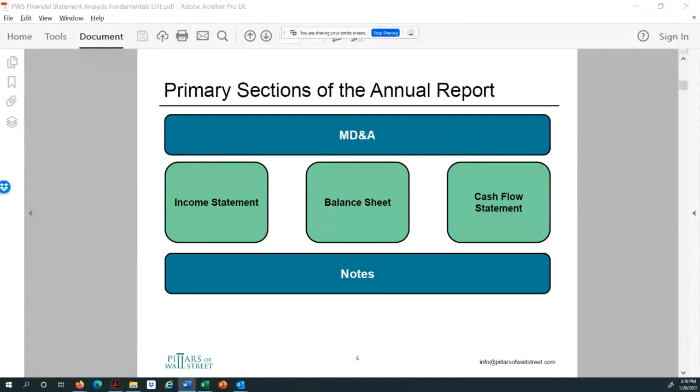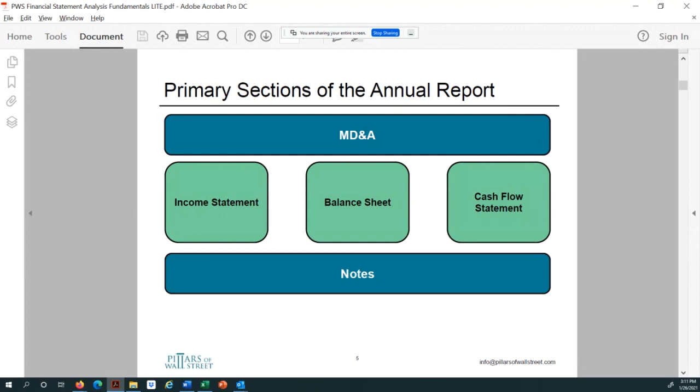Okay, now let's keep going here. Primary sections of the annual report. Here we have 3 buckets: MD&A, the 3 statements in the middle, which is the focus of the webinar, and then the notes. In addition to the statements, we also have the MD&A and the notes, which are important to examine as well.